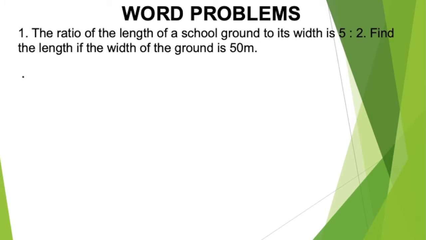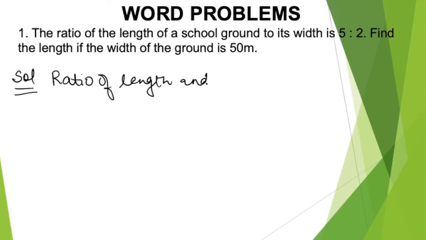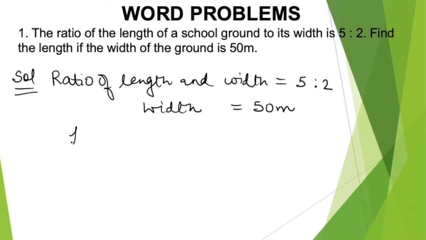Let's see the first word problem. The ratio of length of a school ground to its width is given as 5:2. We need to find the length if the width of the ground is given as 50 meters. Now, to start with the solution for this, first let us see what all is given. So let's write the ratio of length and width, which is given as 5:2. Also, you are given the width of the ground, which is equal to 50 meters.